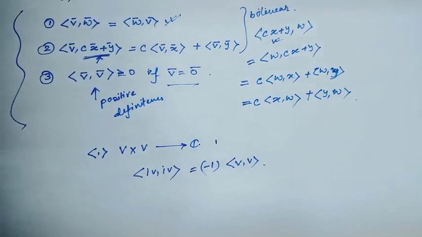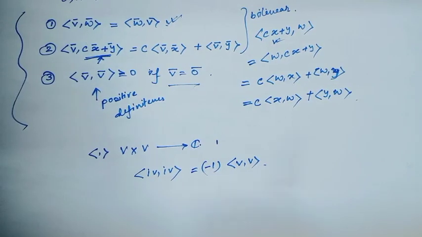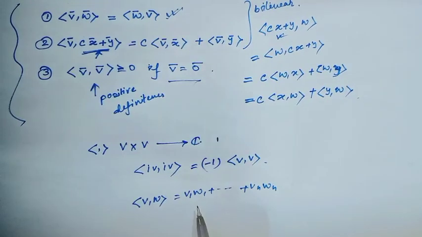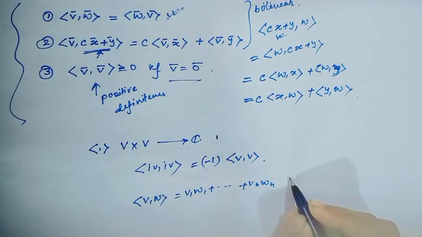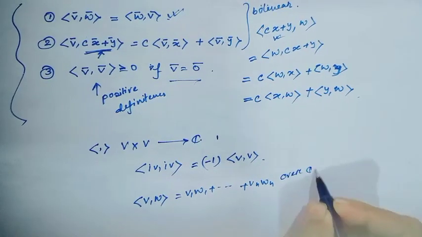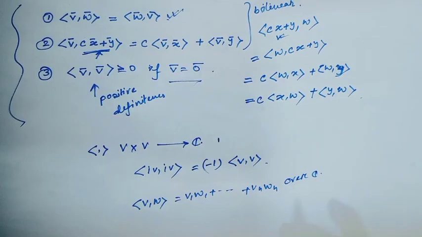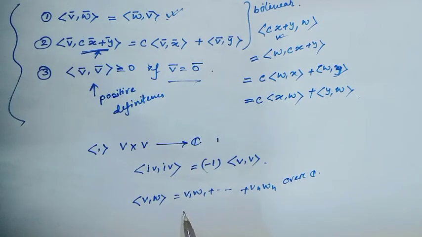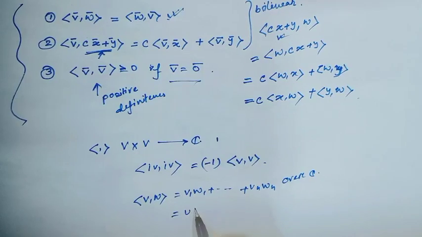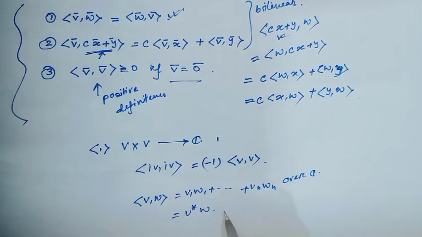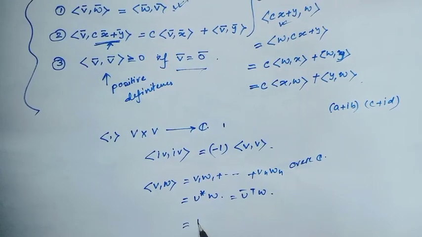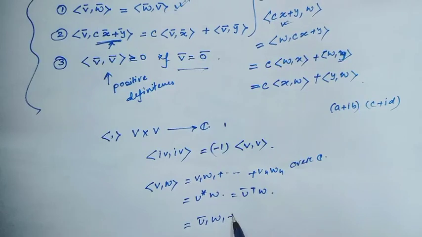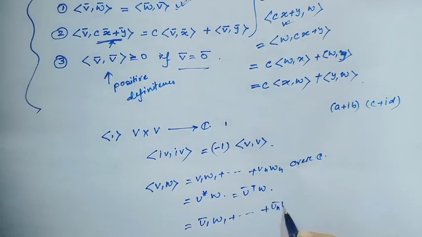So if we consider the field of complex numbers, then inner product V with W equal to V1 W1 plus up to Vn Wn is not true, because remember that over the complex numbers the dot product is defined as V star W, meaning V bar transpose W. That means this is actually equal to V1 bar W1 plus up to Vn bar Wn.